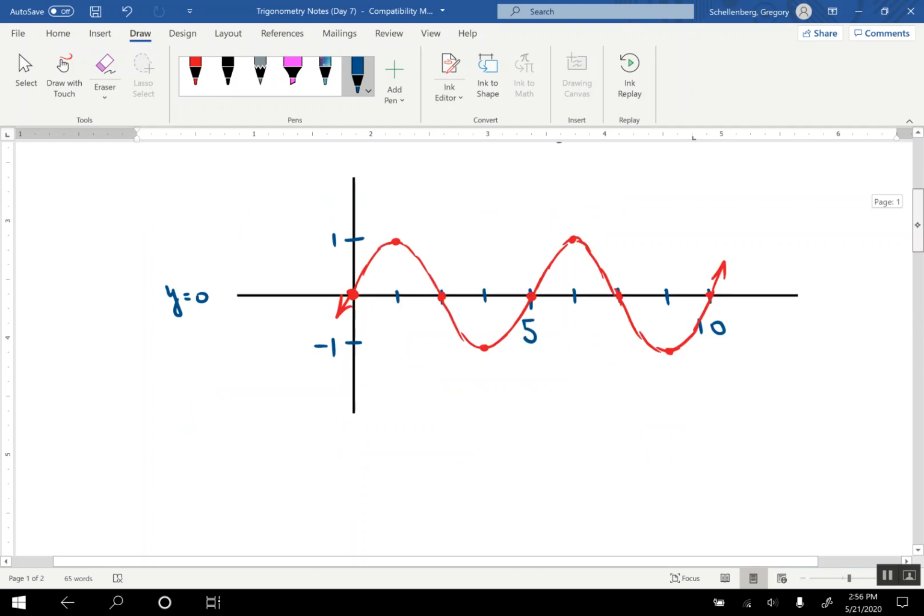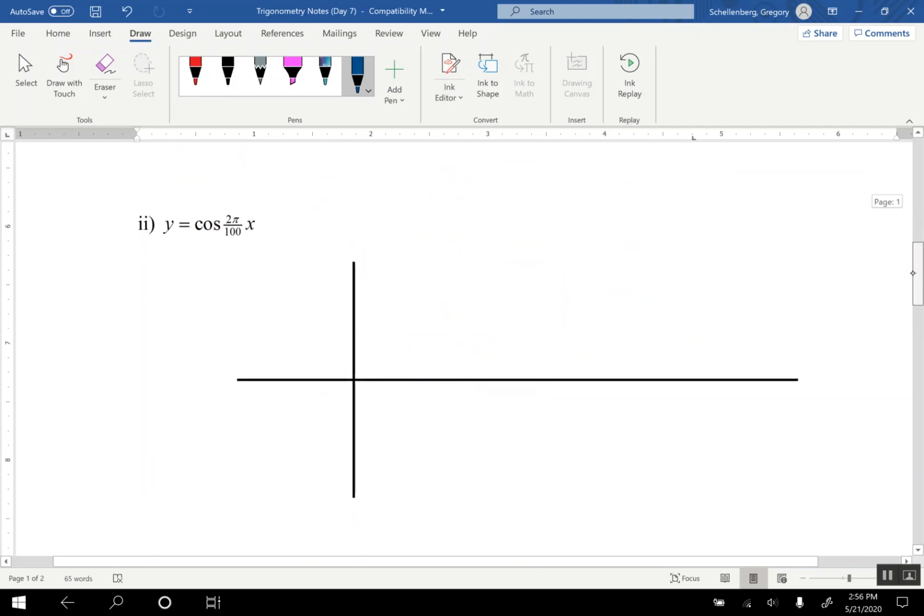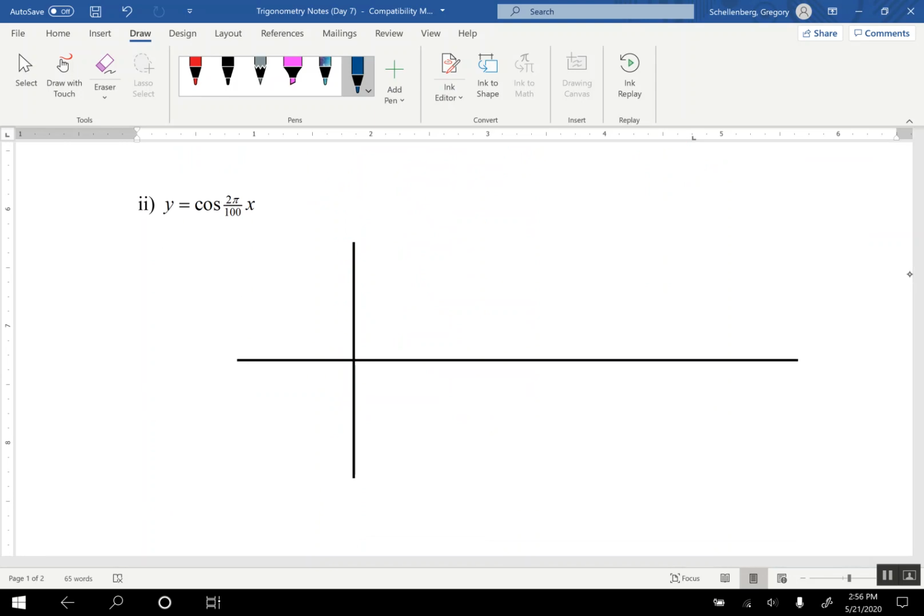Okay, we'll look at another example here. So our b value is 2 pi over 100. What impact does that have on our period? Well, we've got 2 pi divided by 2 pi over 100. So we have a period of 100. Okay, we will label. We've got 0, 1, -1. This is a cosine function with no phase shift, so we're starting at a max point.